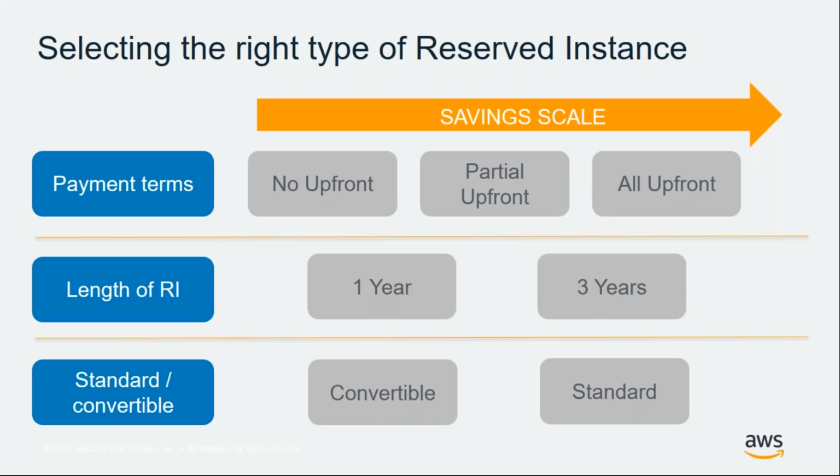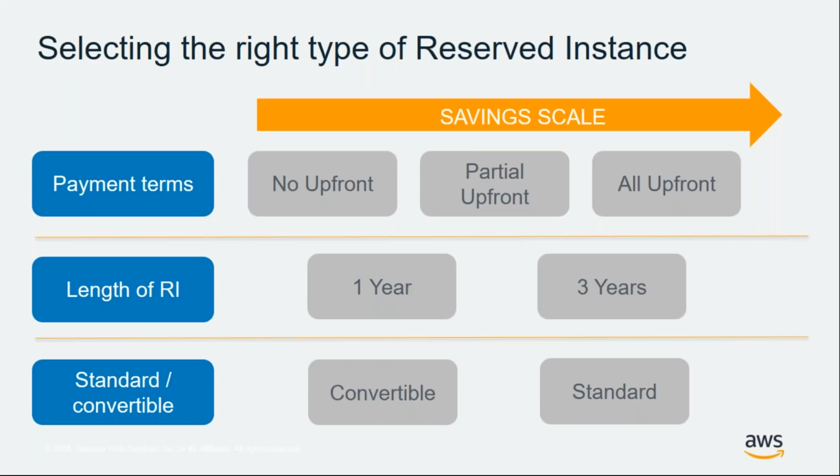The first is payment terms. Reserved instances can either be paid for all upfront, which gives you the biggest savings. They can be paid half upfront, half on an ongoing basis, which gives you a medium discount. Or you can have a no upfront reserved instance, which means that every month you commit to paying the RI, but you don't have to make any cash outlay to start with. A great way for companies who are a little bit more cash constrained but want to save money to take advantage.